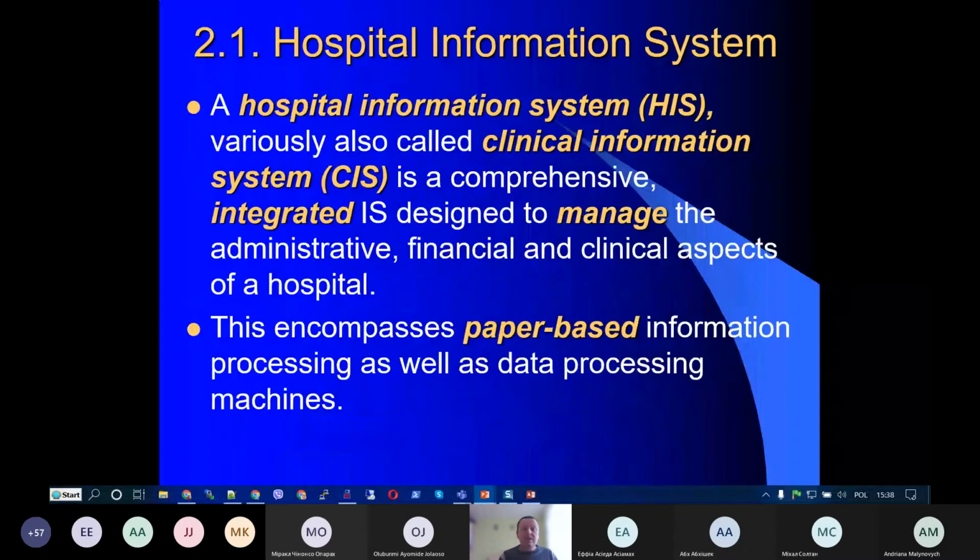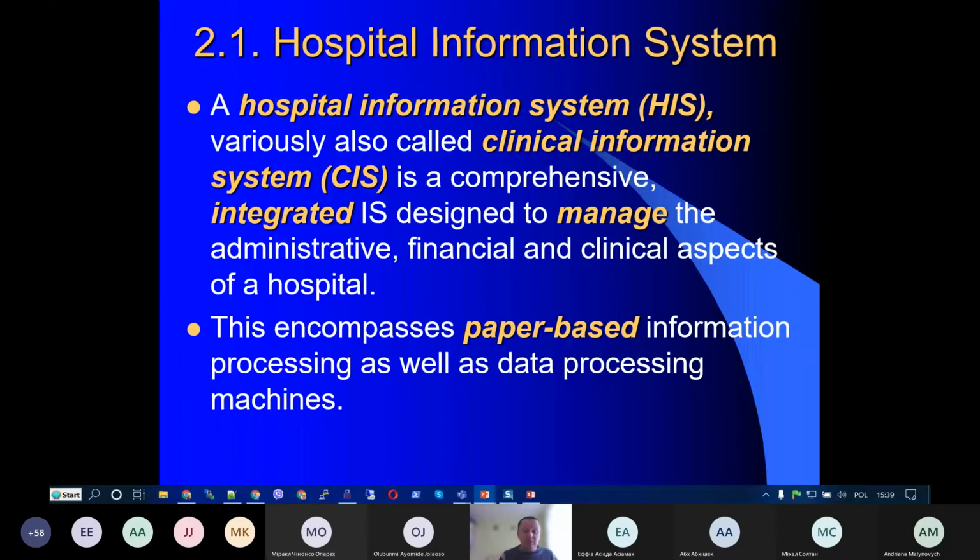Right now it's time to provide some brief definitions of the various kinds of medical information systems, and for sure we will start with HIS or CIS, the Hospital Information System and Clinical Information System. It could be seen as a comprehensive integrated information system designed to manage the administrative, financial, and clinical aspects of a hospital.